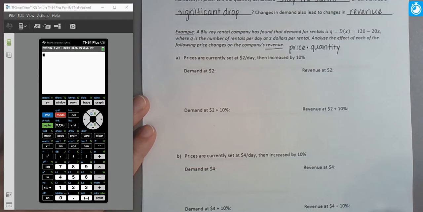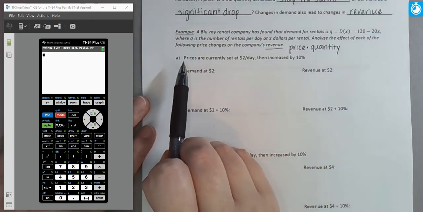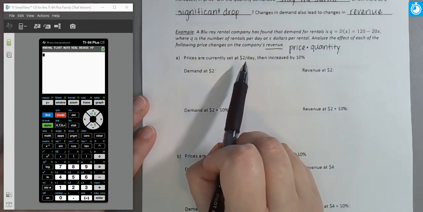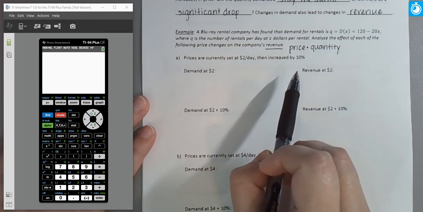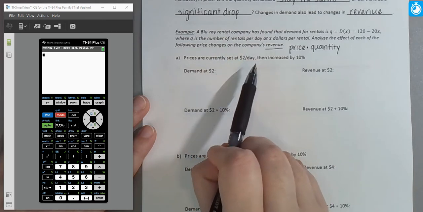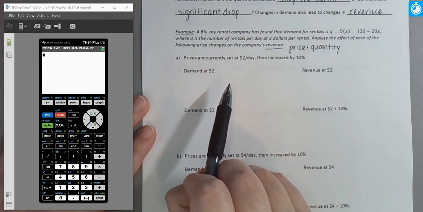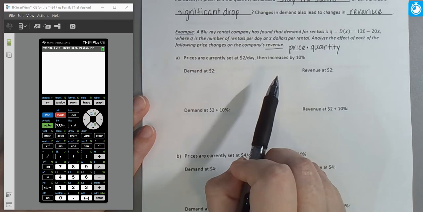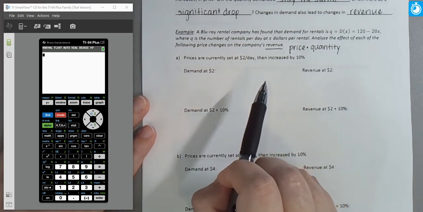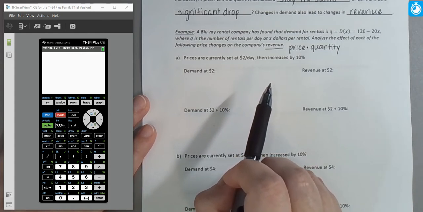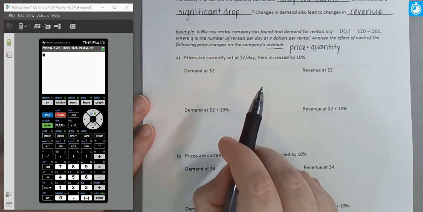So once we get to revenue, keep that in mind. It's how much we charge per item multiplied by the number of items that are being purchased. So suppose first off that prices are set at $2 per day and then increased by 10%. The idea is we want to know what revenue would be at the current rate of $2 per day, and what revenue would be if we increased price a little bit. What's the effect on how many items people are willing to purchase? And then what's the transitional effect on revenue based on how that potentially changes?